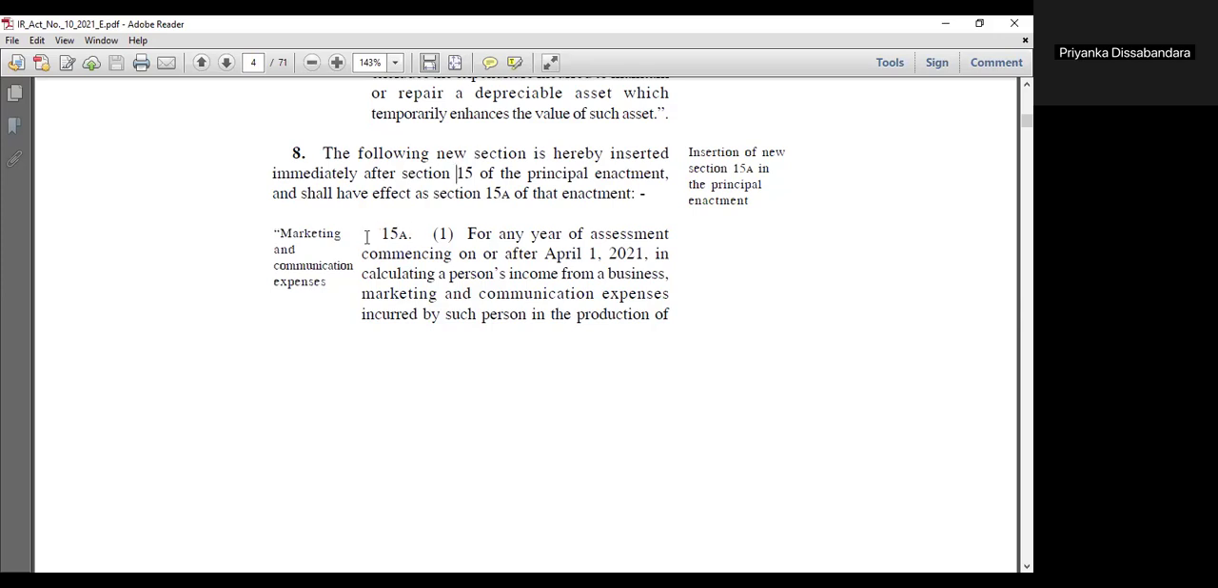number. So we have section 15 and section 16. Therefore, we cannot number this as section 16. Section 16 is also already available. Because of that, we called it section 15A. Here you can see no bracket. No bracket means this is a section. We call it section 15A.